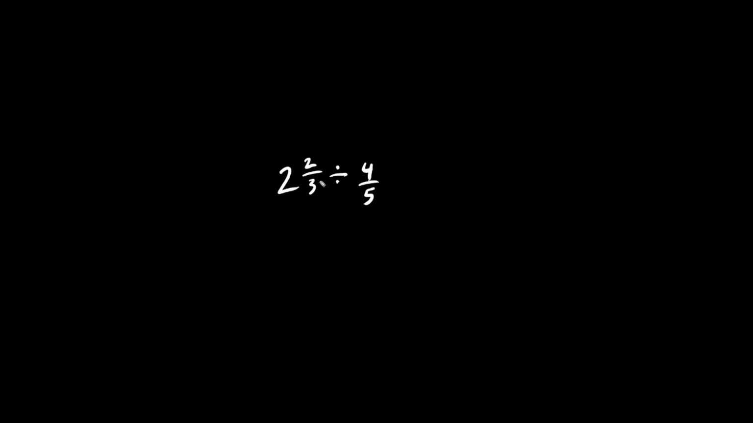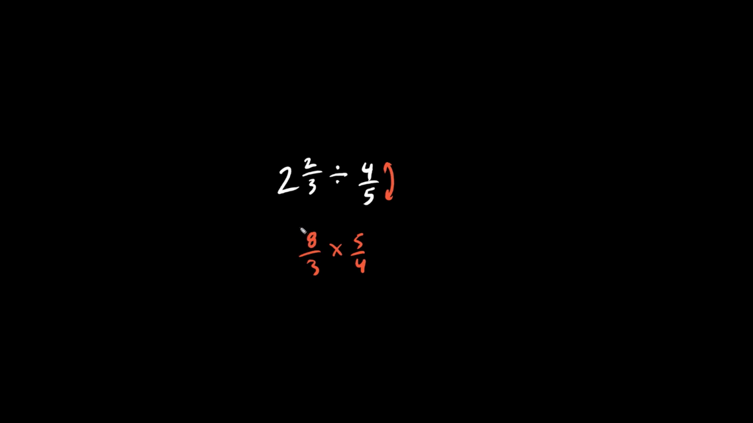Let's convert this mixed fraction to an improper fraction. 3 times 2 is 6, plus 2 is 8. So we have 8/3 with the same denominator. And we change divide to times, which means we flip the numerator and denominator. So we get 5/4.